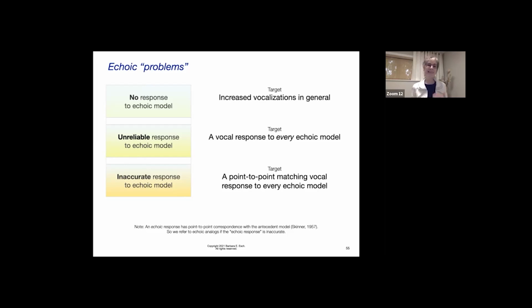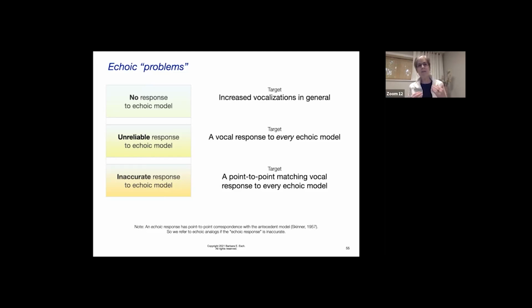And then the next level up in terms of skill is that you're getting some response to an echoic model, but it's unreliable in occurrence. And so what we want is a vocal response for every single echoic model. So when I say something, you say something. I don't care what it is at first, it doesn't matter what it is, but if it's clearly in an echoic context, I want some kind of a response so that I have some material that I can reinforce and work with.